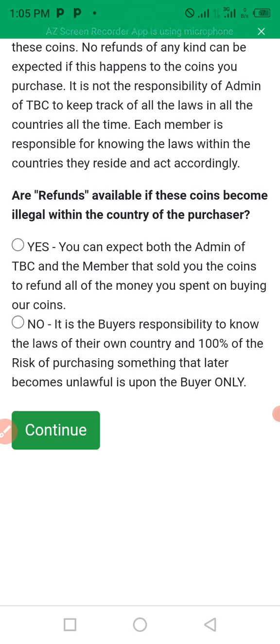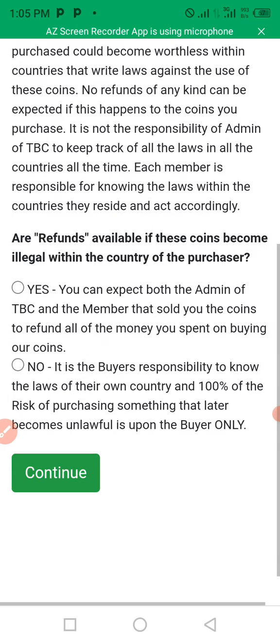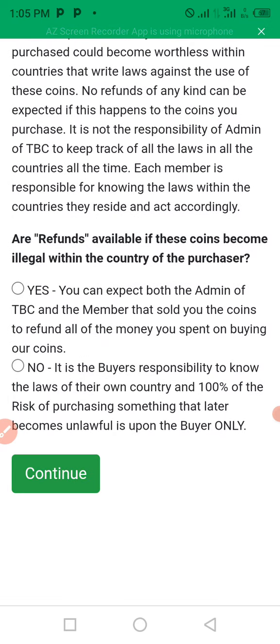Question number 3. Are refunds available if this coin becomes illegal within the country of the purchaser? We have to read this question very well. Answer number 1 says yes. You can expect both the admin of TBC and the member that sold you the coin to refund all the money you spent on buying our coin.